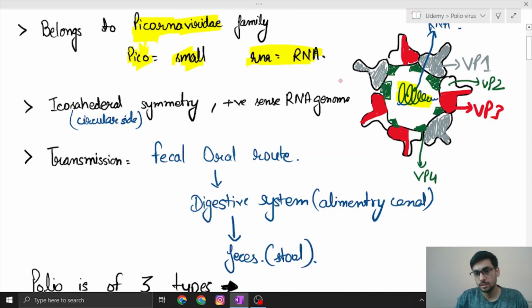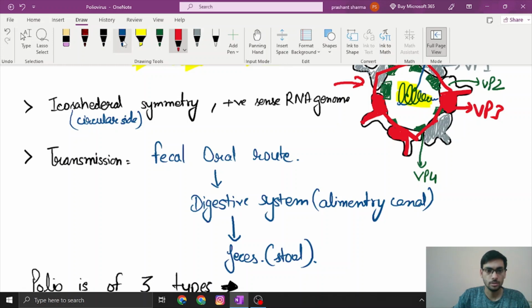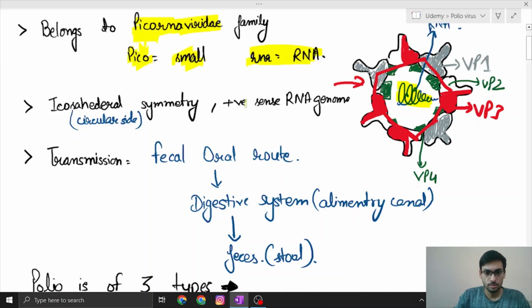As you can see in this diagram right here, you can see this circular shaped protein, but actually if you draw some lines around it, then you can also observe this icosahedral shape in it. Okay, so it contains a positive sense RNA genome here in the center, as I have mentioned earlier, that this contains RNA also.